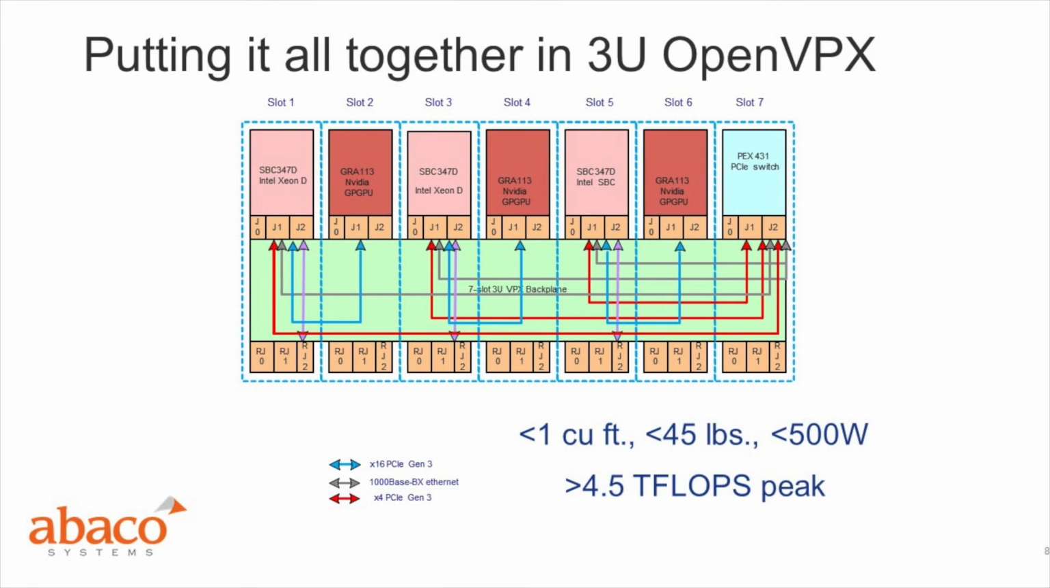So I put it all together, and maybe I do this now in 3U OpenVPX. And what I see, let's see, I guess there's a pointer, yeah. So I've got pairs here. I've got a processor maybe based on a Xeon D. I've got a GPGPU 3U card based on the Nvidia GPGPU. And as you can see, I've got three pairs of those. I've got a switch at the very end.